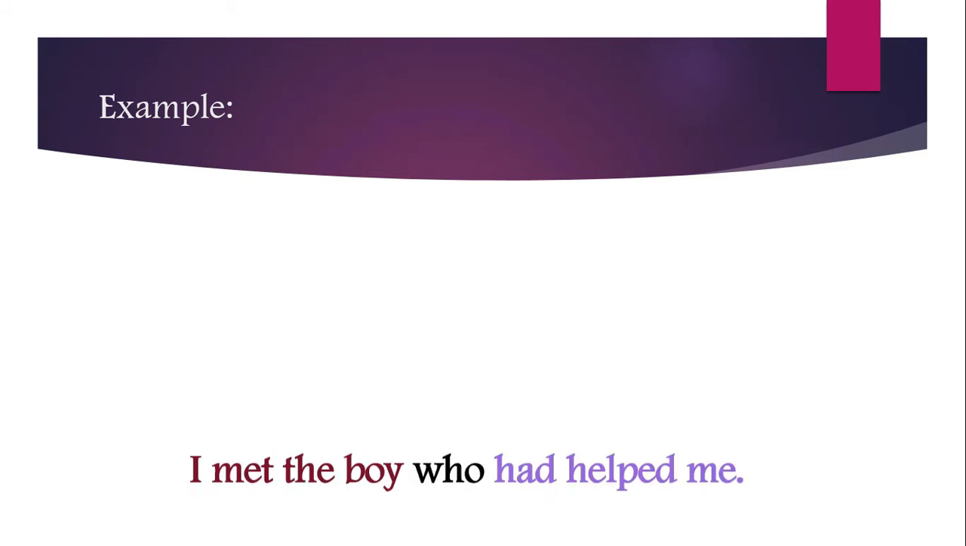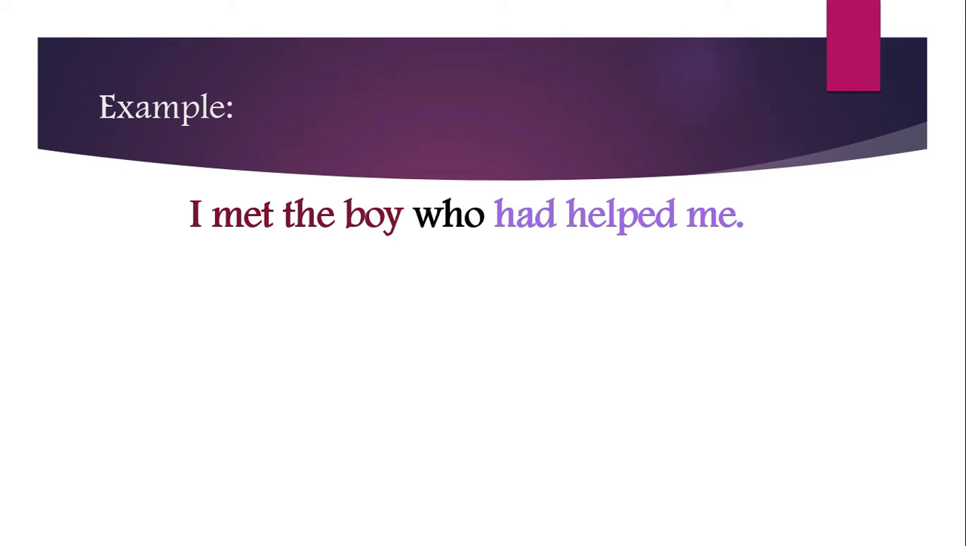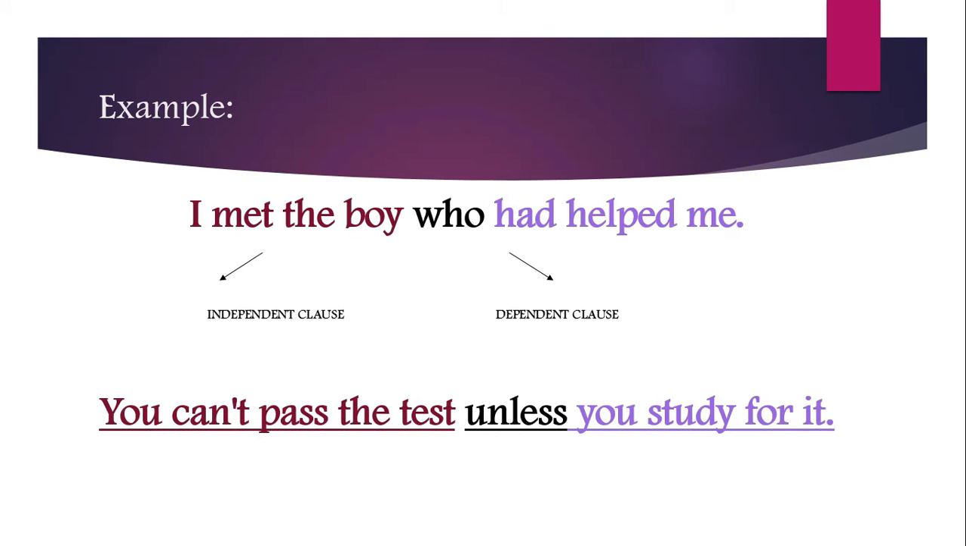Take a look at this example: I met the boy who had helped me. I met the boy is our independent clause because it has a subject, I, and a verb, met, and it has a complete thought. Meanwhile, who had helped me is our dependent clause, and the two clauses are joined by the relative pronoun who. In the second example, we have: You can't pass the test unless you study for it. You can't pass the test is our independent clause, and unless you study for it is our dependent clause. Here, it is joined by the word unless, which is our subordinating conjunction.